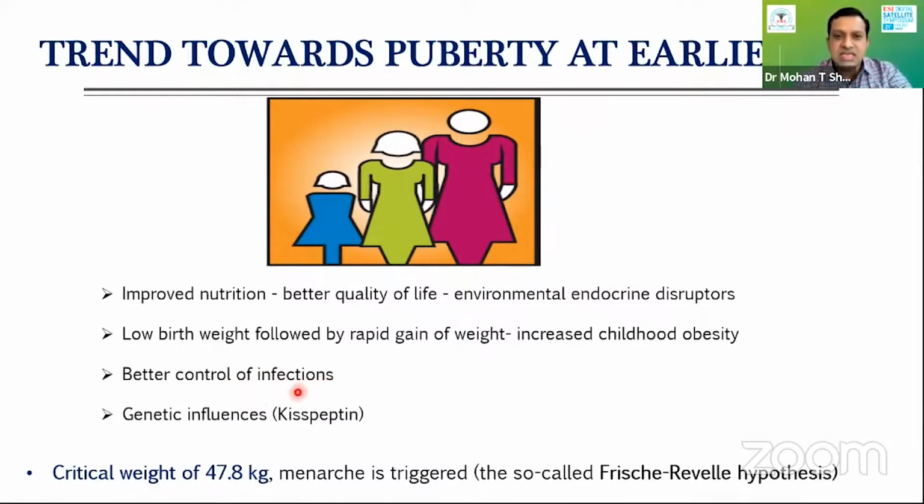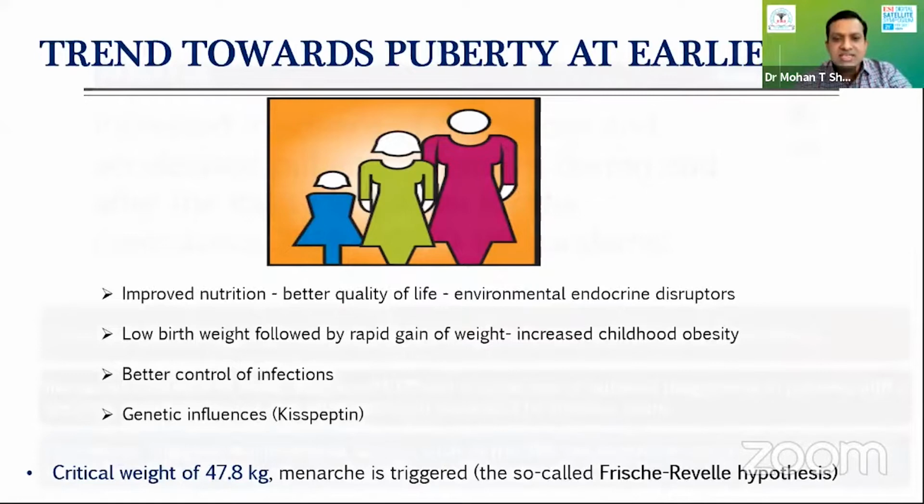That is why there is an increased chance of puberty at an earlier age. There is also a role for genetic influences like kisspeptin mutations. So, a general hypothesis for the postgraduate in endocrinology, you can remember the term Frisch-Revelle hypothesis. The critical weight of 47.8 is what triggers menarche. This is proven through a long-term cross-sectional study.